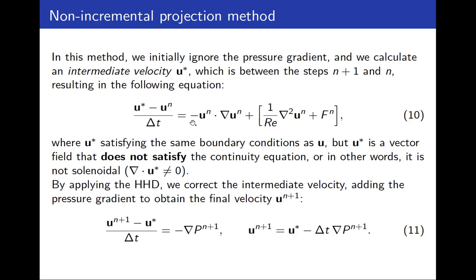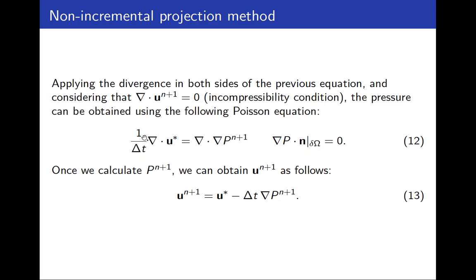Remember, by solving equation 10, we know the value of U star, the intermediate velocity. So this equation can be solved easily by applying a Neumann boundary condition at the boundary. Once we solve equation 12, we can calculate the pressure at the new time. And once we have this piece of information, we can obtain the new velocity, u n plus 1, as follows. We use this equation to estimate u n plus 1.